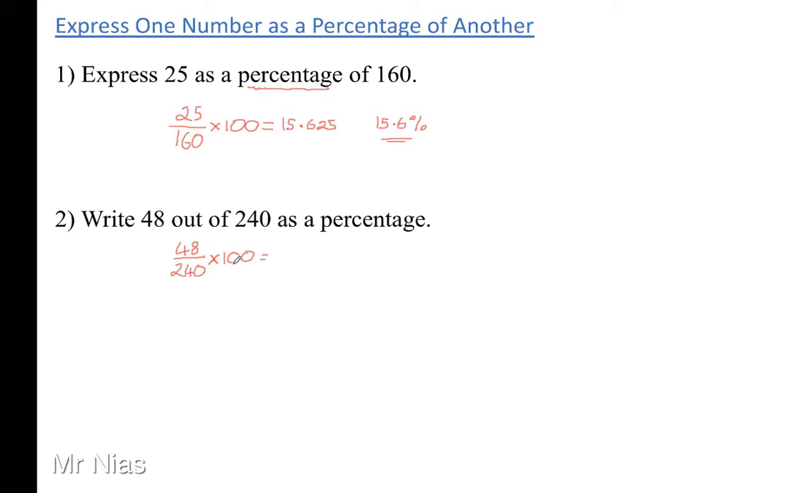Once again, I'll get my trusty calculator out. 48 divided by 240, and then times it by 100. My calculator's gone a bit weird, but that's fine. And actually, this is a nice rounded 20. So the answer here is 20%. And don't forget to have your little percentage sign on the end there. But let's go on to a third one.